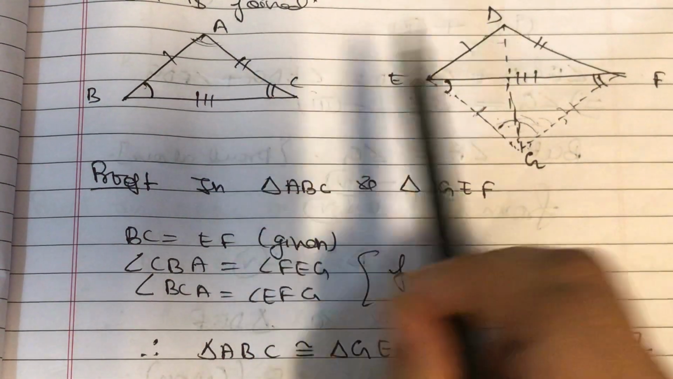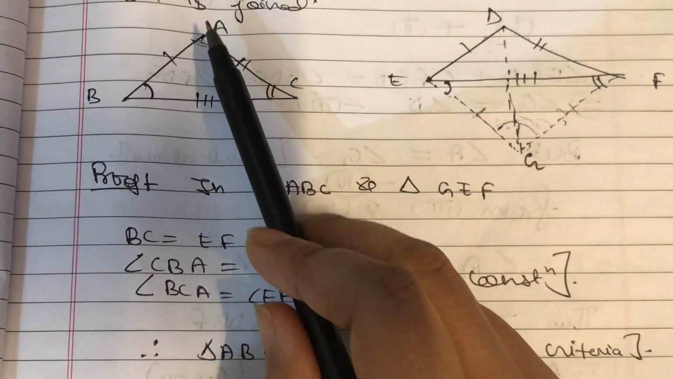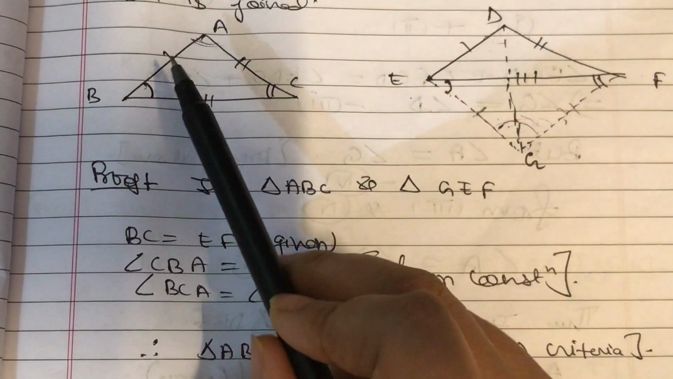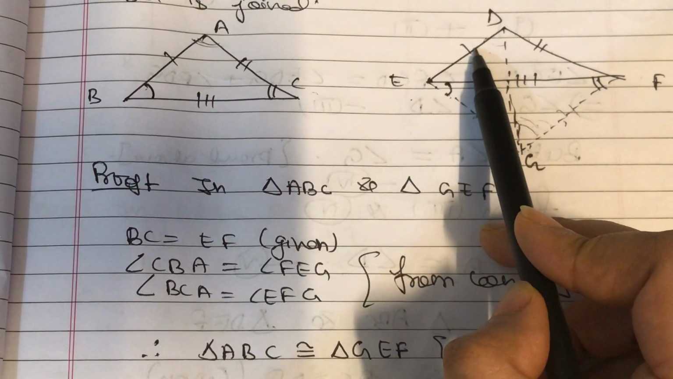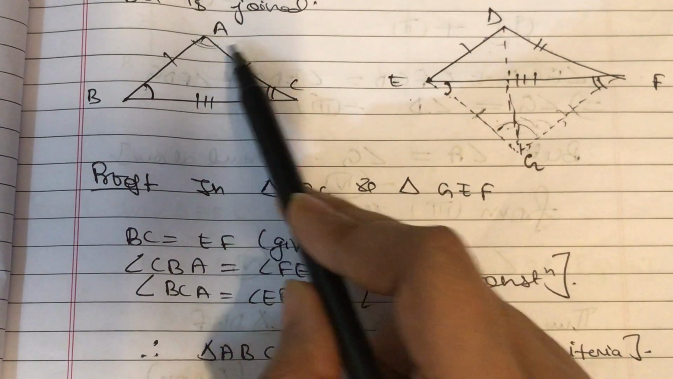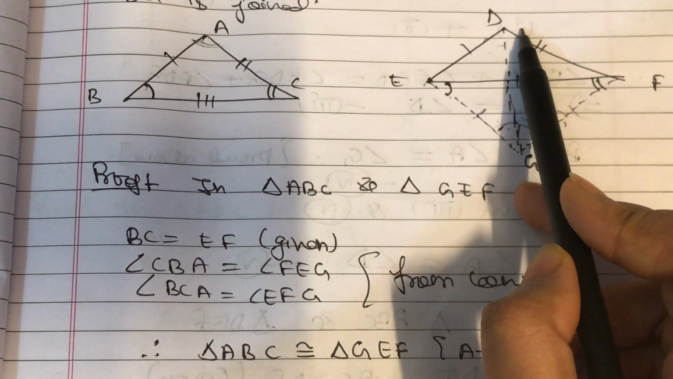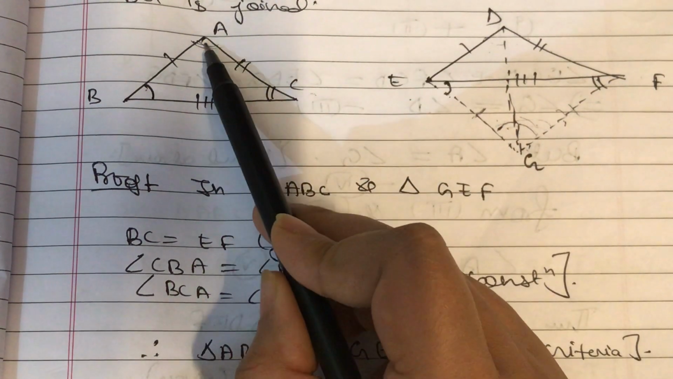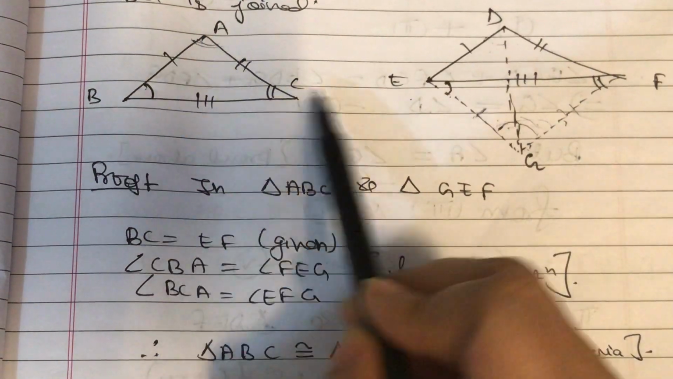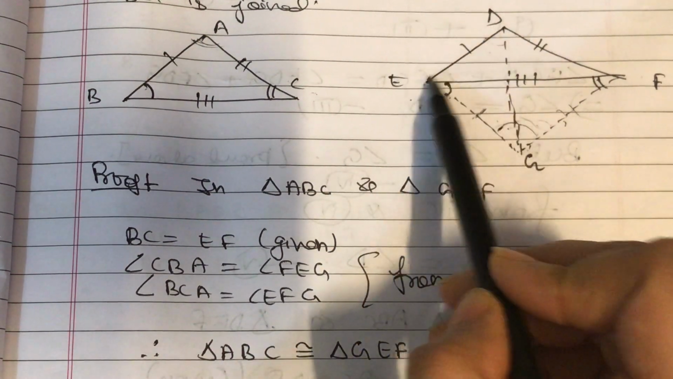Now if angle A is equal to angle D, then in triangles ABC and DEF, I can say that AB is equal to DE, given in the question, AC equal to DF, given in the question, and angle A equal to angle D, proved now. So using SAS criteria, triangle ABC is congruent to triangle DEF.